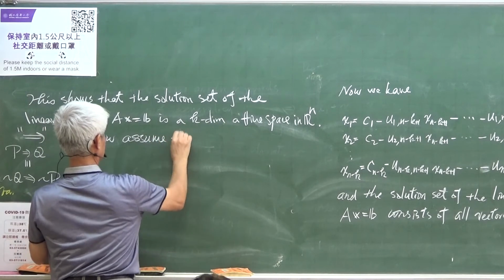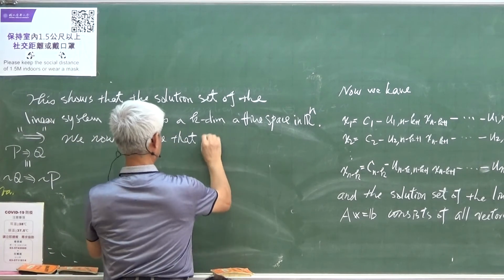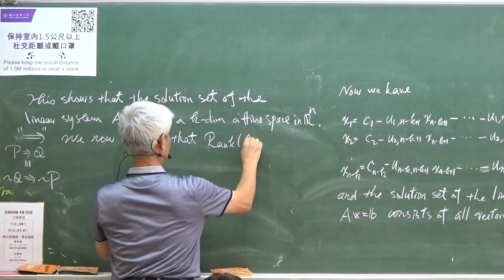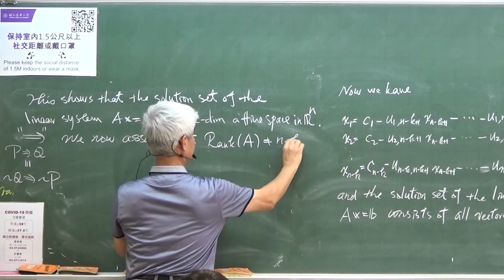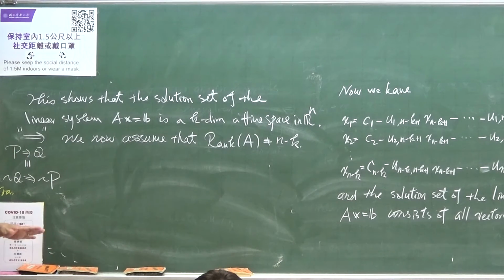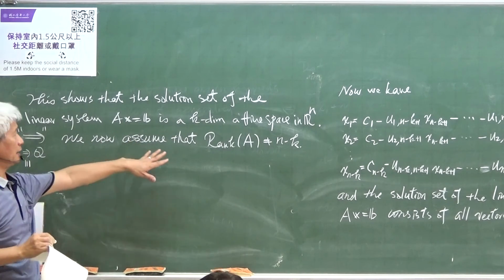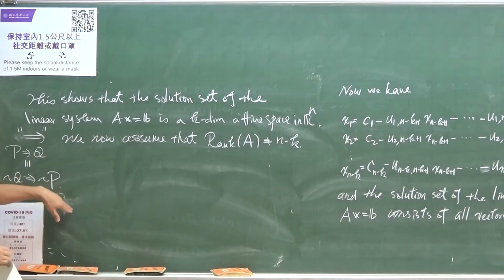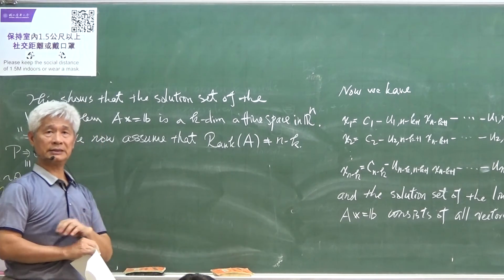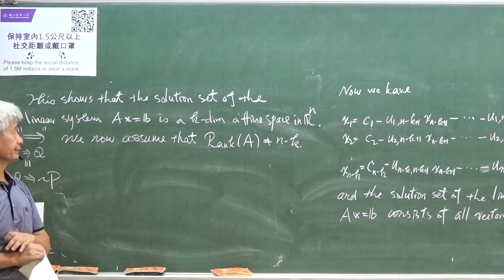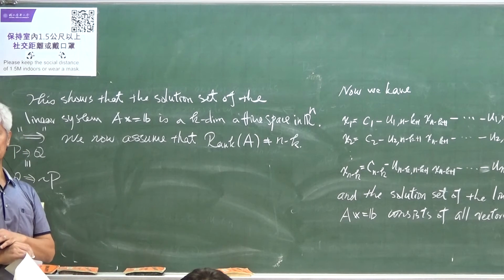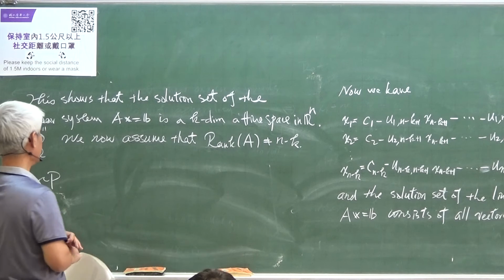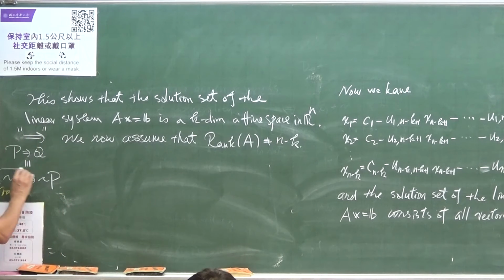So we now suppose that the rank of A is not equal to n minus k. Okay, so this is not Q, because Q states that the rank of A equal to n minus k. Alright, and so we have to prove that not P. What is not P? Not P means that the solution set of the corresponding linear system is not a k-dimensional affine space. Okay, so we will follow this approach.